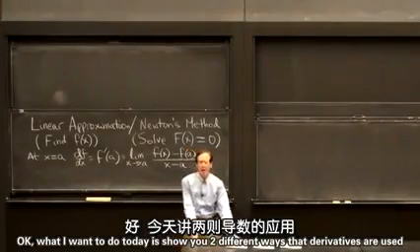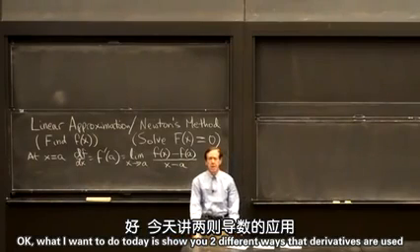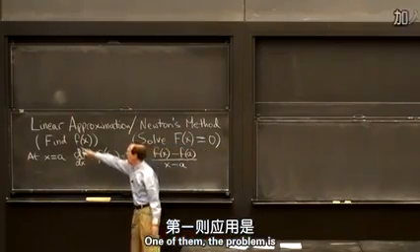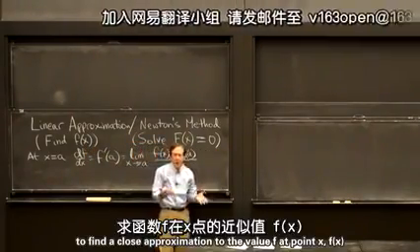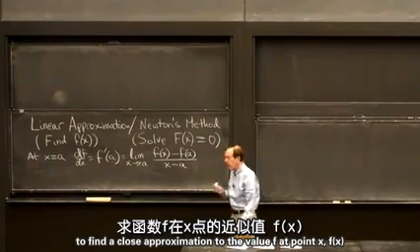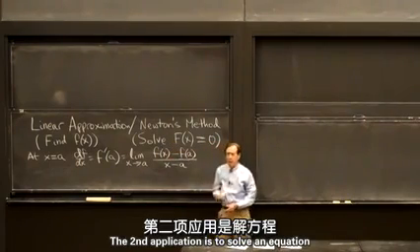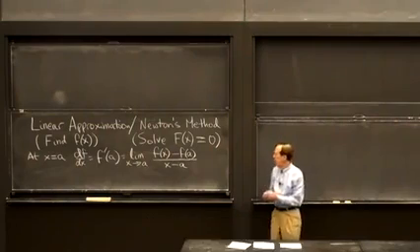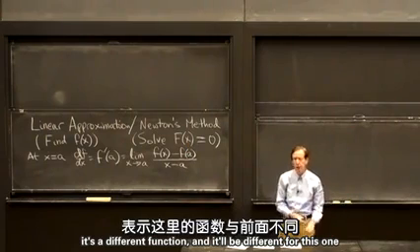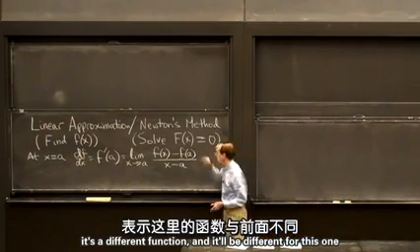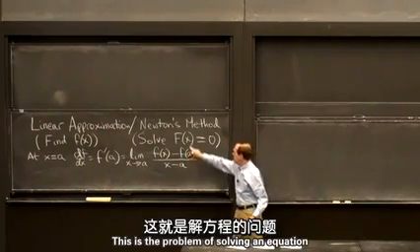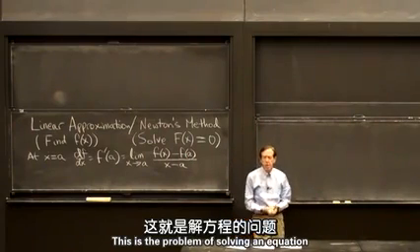Okay, what I want to do today is show you two different ways that derivatives are used. In one of them, the problem is to find a close approximation to the value f of x at a point x. The second application is to solve an equation. I use a different letter, capital F, just because it's a different function and there will be different examples for this one. So I'll just choose capital F to keep them separate. This is the problem of solving an equation.